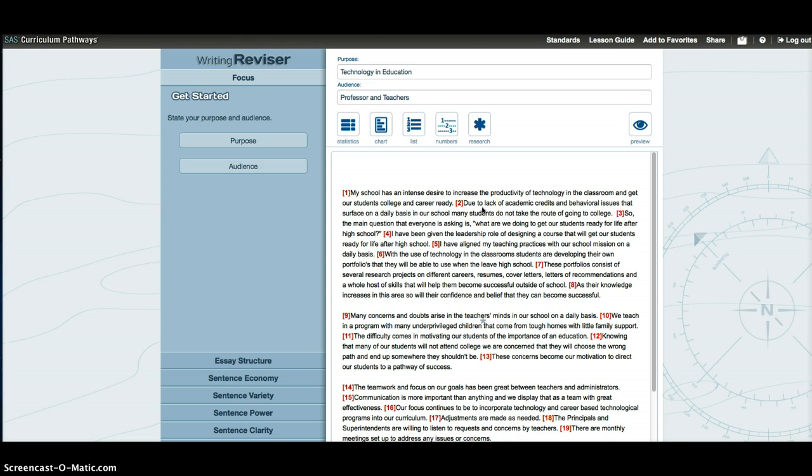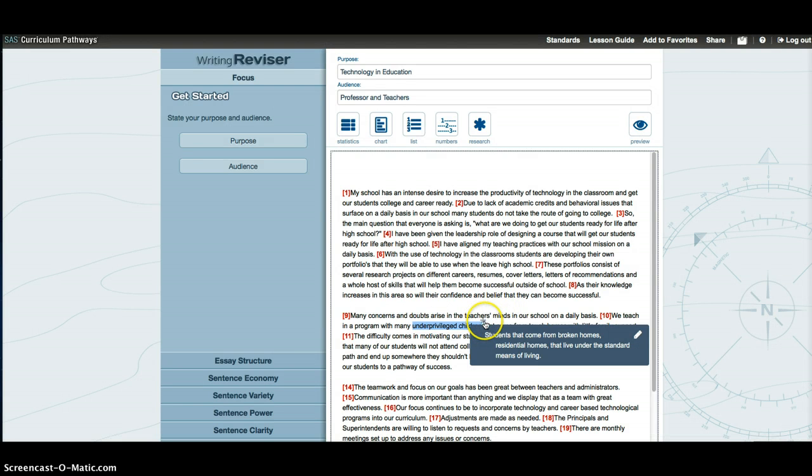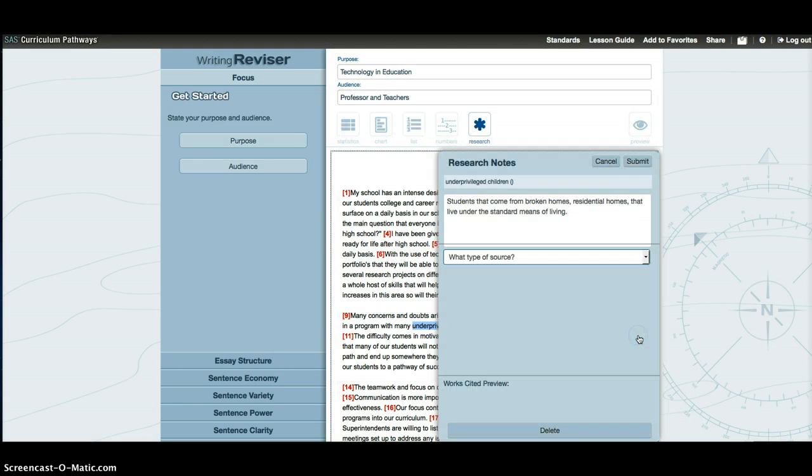So what I've done, I've gone down here to underprivileged children. And we can kind of assume what that means. However, I want to maybe get more specific on what I'm talking about within my school in which I teach. So I highlighted underprivileged children. I clicked research, okay, and then this came up. I already did it, so that's why that came up. And it'll come up to research notes. So you have the phrase here, underprivileged children, and then you have down your notes below it, okay?